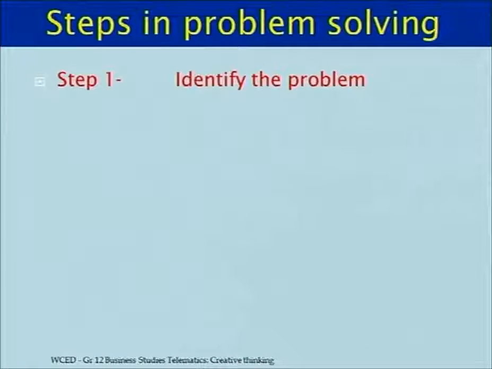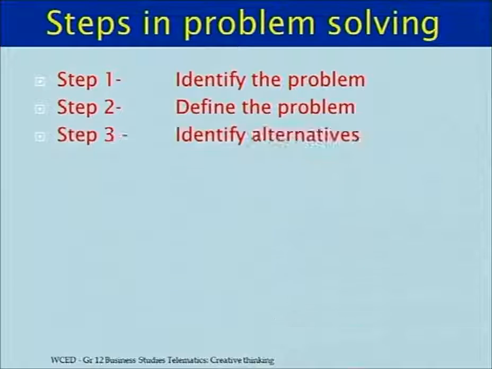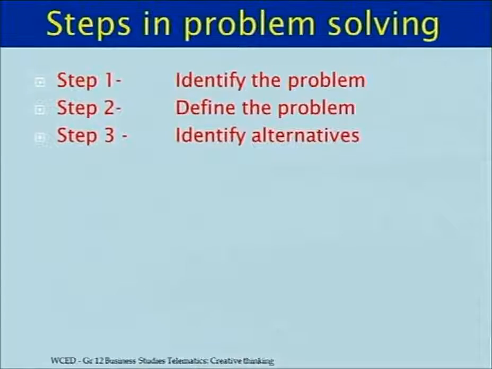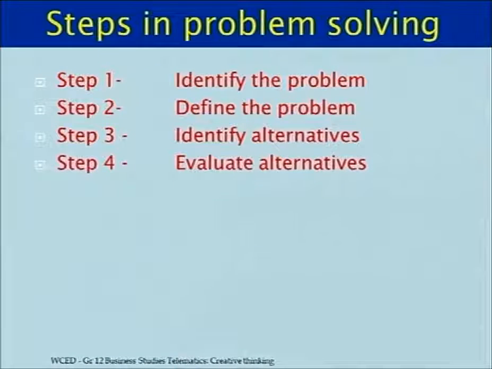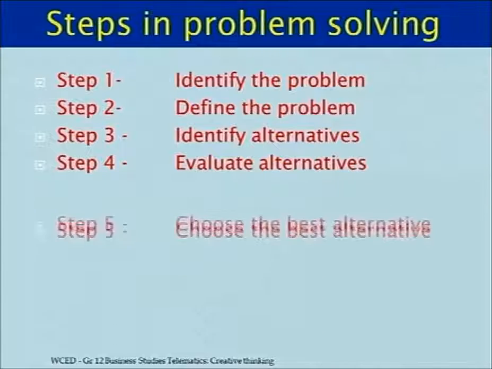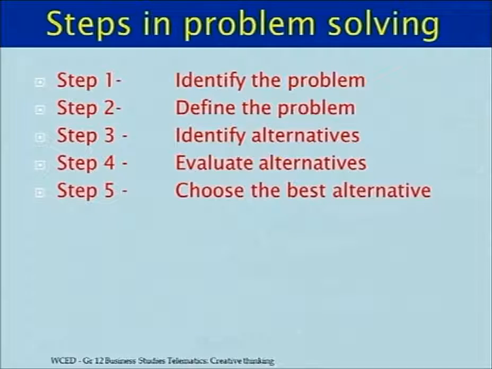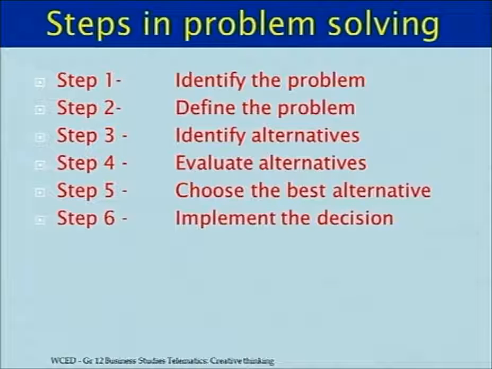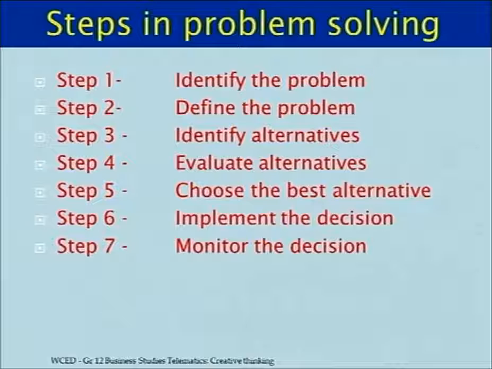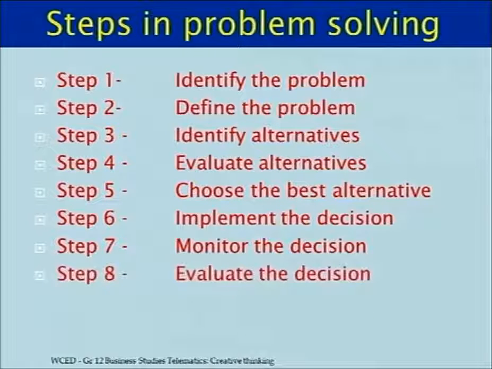First step. We have to identify the problem. Second step. Define the problem. Third step. Identify alternatives. Step number 4. Evaluate alternatives. Step number 5. Choose the best alternative. Step number 6. Implement the decision. Step number 7. Monitor the decision. And step number 8. Evaluate the decision.